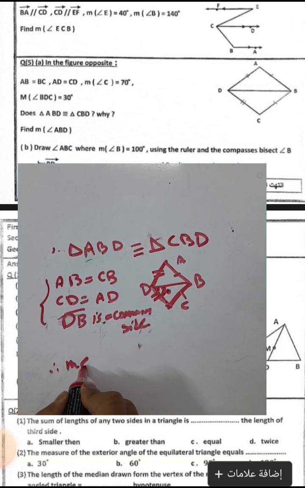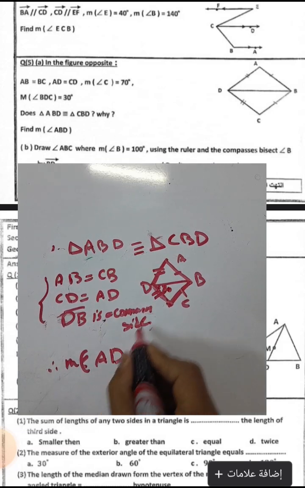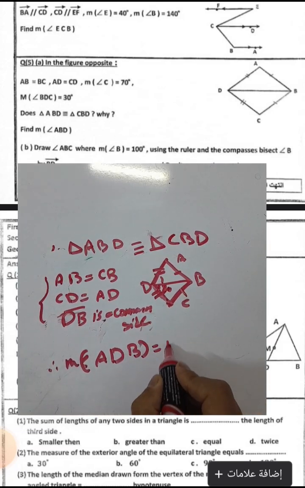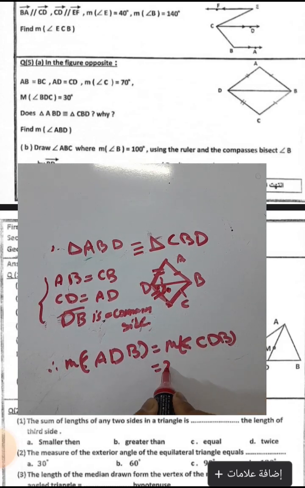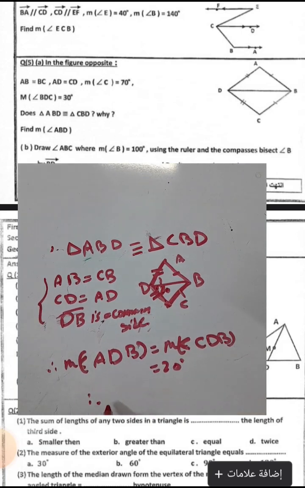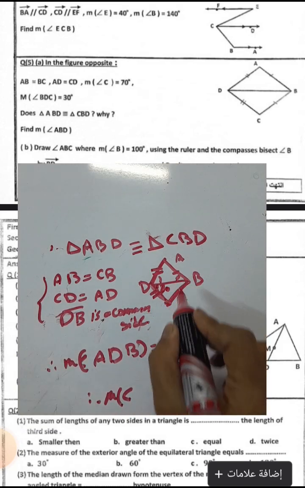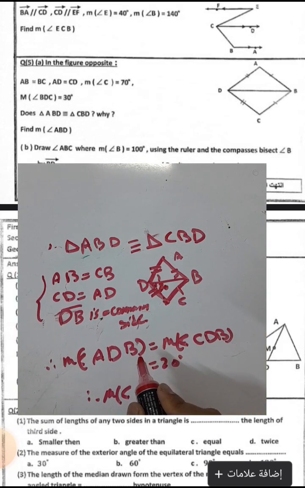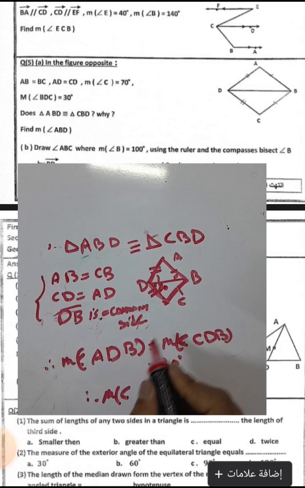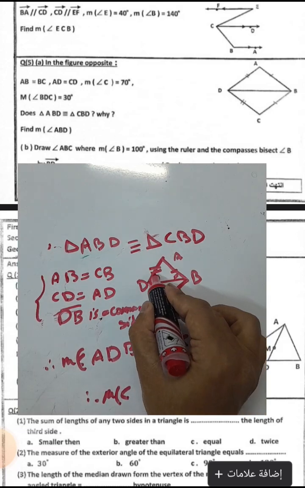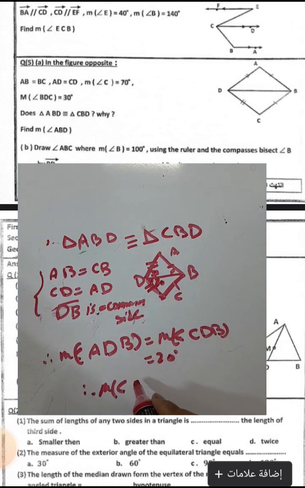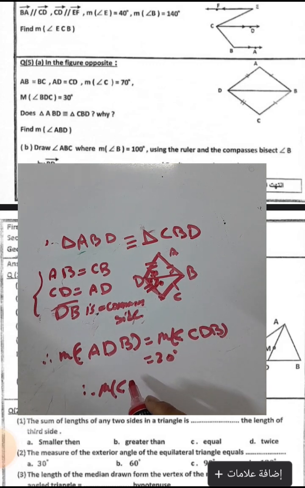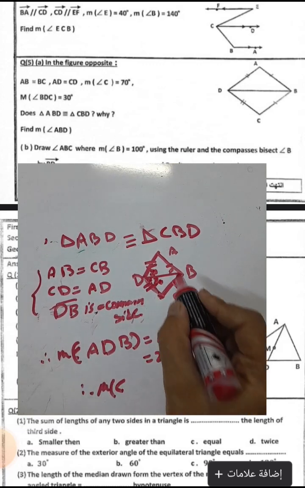Then the measure of angle ADB will be equal to the measure of angle CDB, which equals 30 degrees. Then the measure of angle ABD, you want to find ABD here. Given in the example, BDC is 30, and this angle will be 30 degrees again. Then the measure of angle, you want to find ABD, this angle.